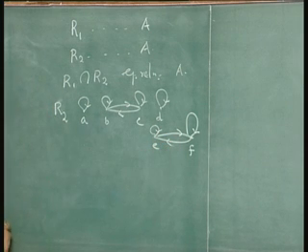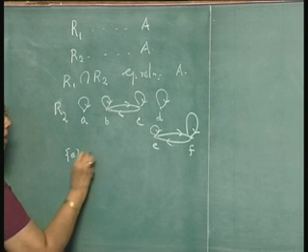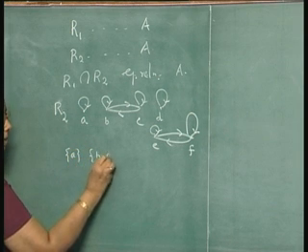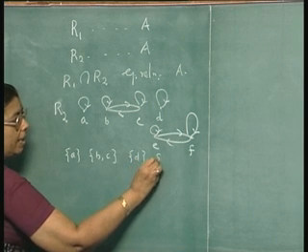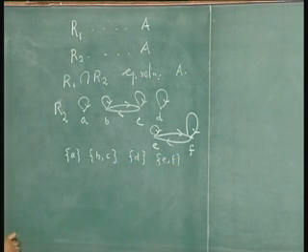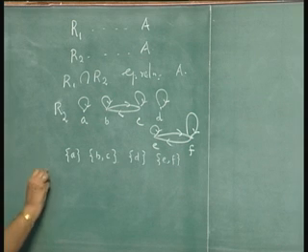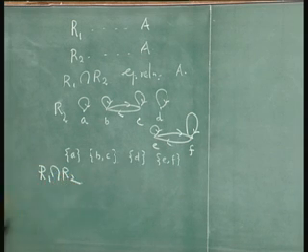So, how many equivalence classes do you have here? You have A in one equivalence class, B and C in one equivalence class, D in one equivalence class, and E and F in one equivalence class. Now, what can you say about R1 intersection R2? It will have all the arcs which are present both in R1 and R2.